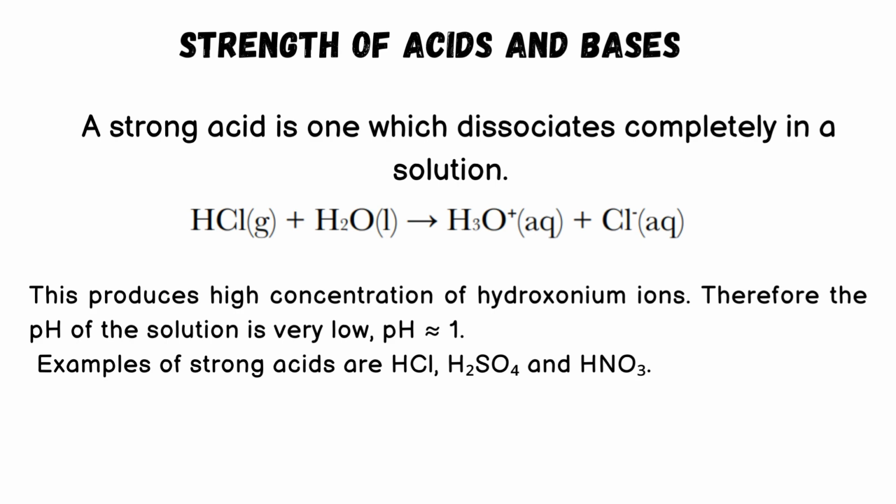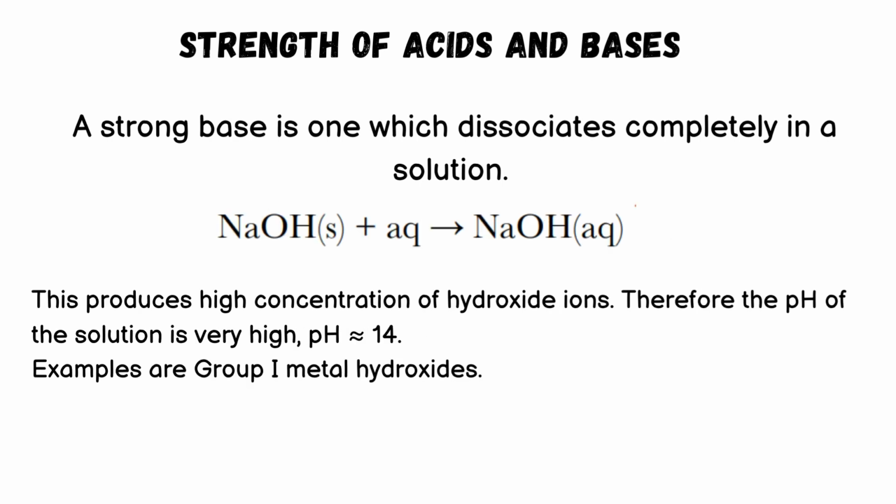Strength of acids and bases. A strong acid is one which dissociates completely in a solution. HCl plus H2O gives H3O+ and Cl-. This produces high concentration of hydroxonium ions. Therefore, the pH of the solution is very low, pH approximately equals 1. Examples of strong acids are HCl, H2SO4, and HNO3.